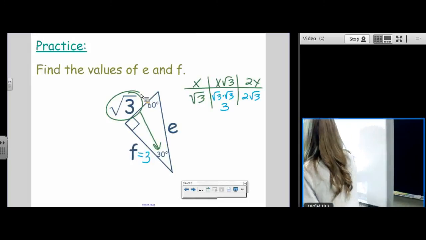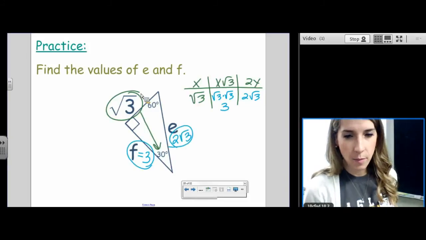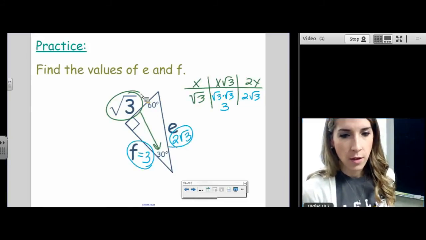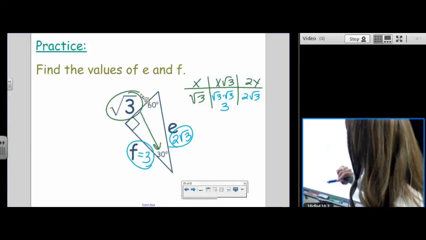So that one doesn't follow the pattern quite as nicely as we're used to. That one might help if we make the chart. F is 3 and E is 2 root 3. Double. The hypotenuse is always double the short leg.